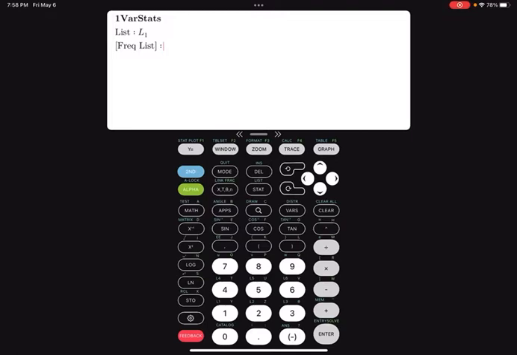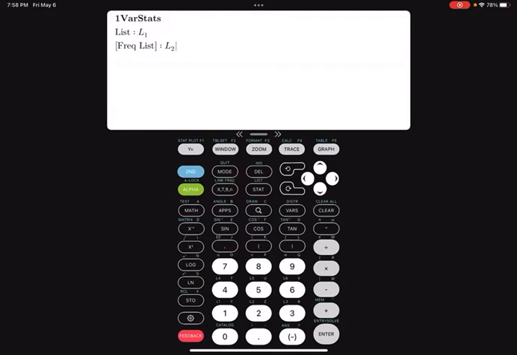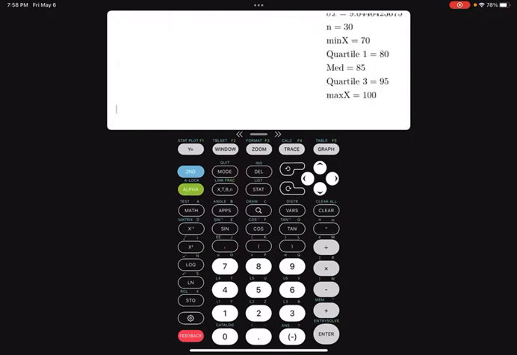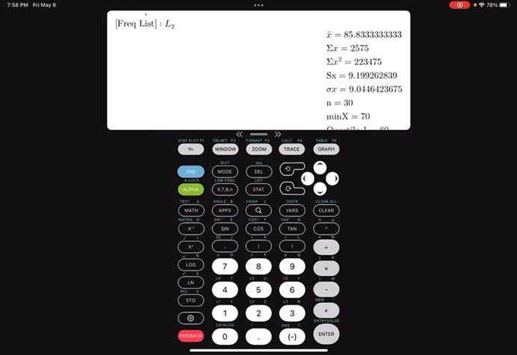If you see above the stat button, it says in blue, list. So I hit second, list, and I want L2. I just scroll down to L2, it's highlighted in pink. Now I have L2, and then I hit enter. All my information is right here. The mean, that's the x with the line over it, is 85.8.